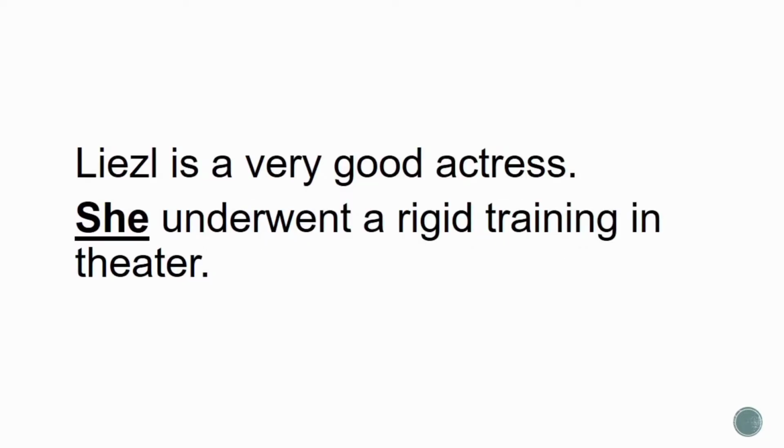In our first example, our sentences are: Lizelle is a very good actress. She underwent a rigid training in theater. So the underlined word she is our pronoun referring back to Lizelle. If we did not use a pronoun, we would be saying: Lizelle is a very good actress. Lizelle underwent a rigid training in theater. So that would be again redundant.